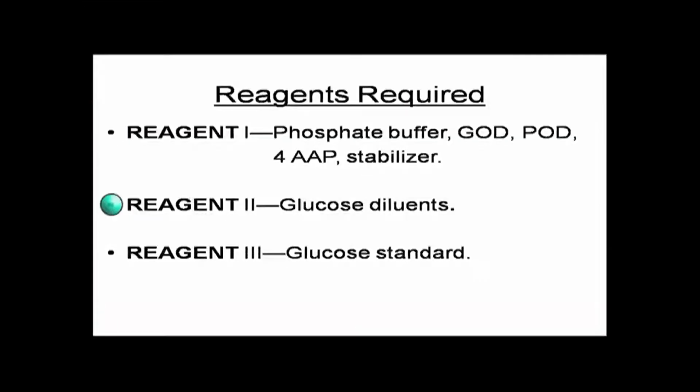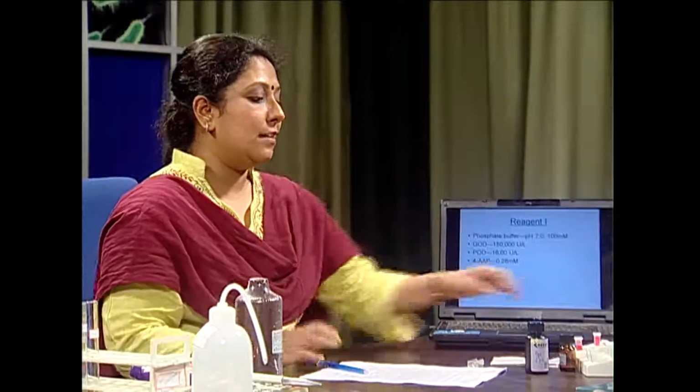Let's talk about the reagents. The kit contains reagent 1, reagent 2 and reagent 3. Reagent 1 has glucose oxidase, peroxidase, amino antipyrine as well as stabilizer. Reagent 2 is glucose diluent and reagent 3 is glucose standard. Ma'am, what is the glucose diluent used in reagent 2? Again a very good question. Glucose diluent is nothing but phenol that will be mixed with the solid reagent 1.